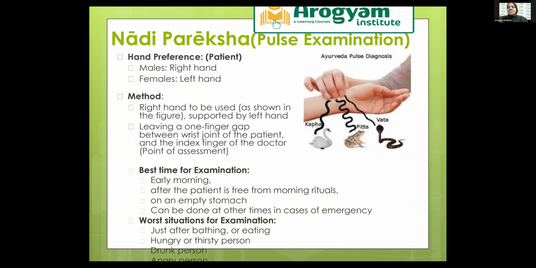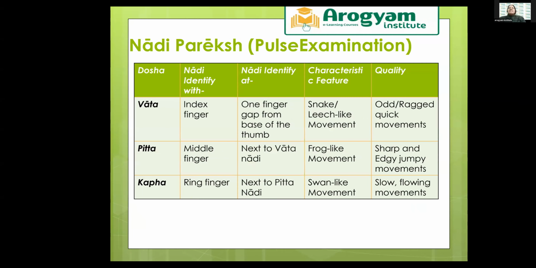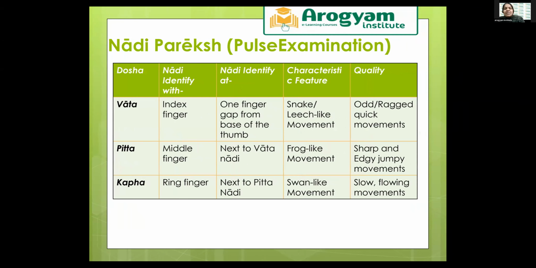When the patient is thirsty and hungry, the nadi should not be examined, right? Next, nadi parikshan, pulse examination. So vata dosha is assessed by the index finger. One finger gap from the base of the thumb, ऐसे पकड़ के एग्जामिन करना चाहिए.